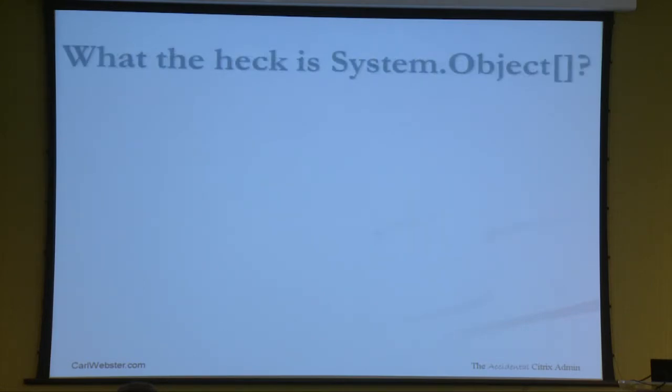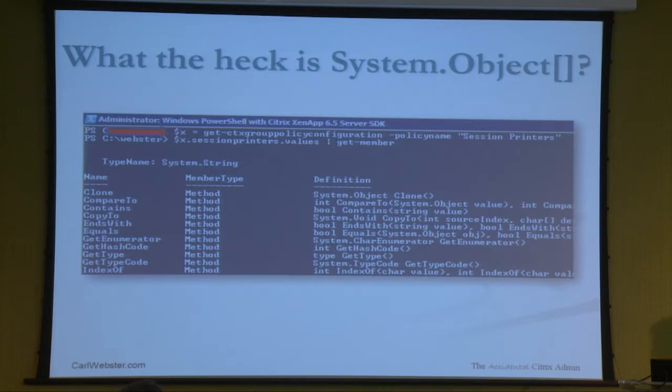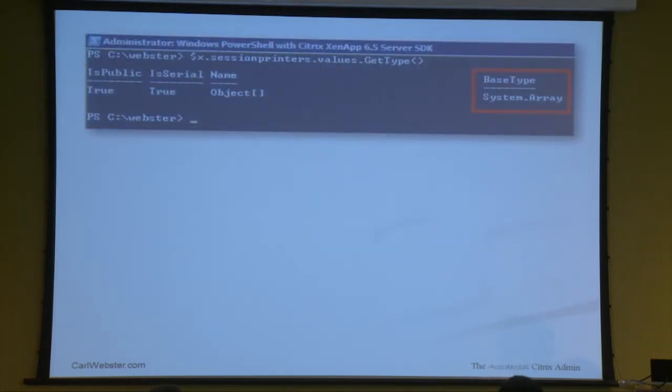Since I can't figure out what the heck System.Object is, I know that I can take the PowerShell cmdlet Get-CTXRootPolicyConfiguration, give it my policy name, assign that to a variable, and then pipe that variable into something called Get-Member. And then I can see through here that there's a GetType. Oh, okay, so I should be able to do x.sessionprinters.values.GetType. Oh, it's an array.